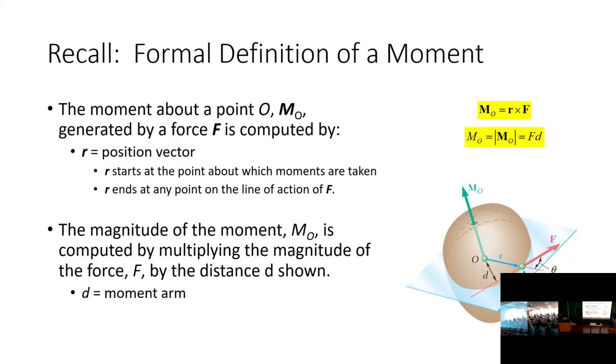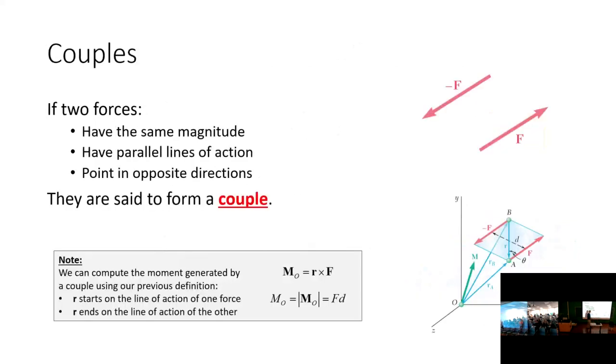And the magnitude can be determined by taking the magnitude of the force multiplied by the moment arm, the shortest distance from the point in question to the line of action. So what we're talking about today are what are called force couples, okay? And this happens quite a bit in engineering systems and in physics, but basically a force couple is a pair of forces like this, okay?